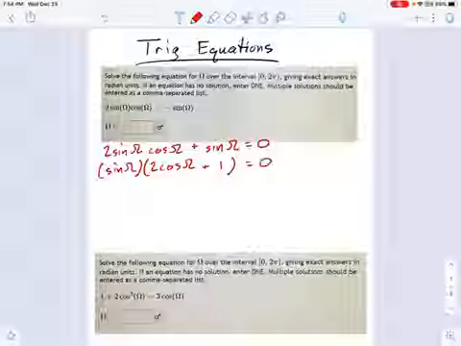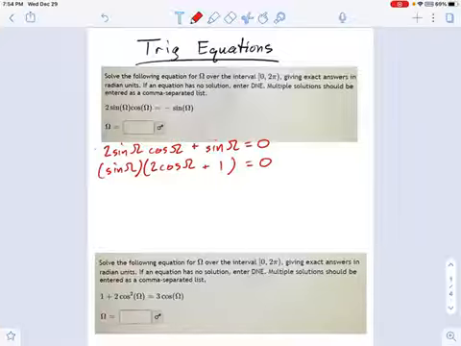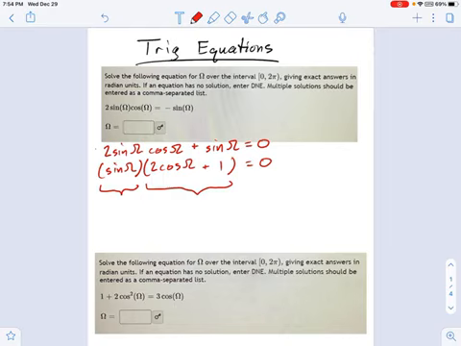So now I've got it in this classic form where it's just parentheses times parentheses equals 0, which means each of these parentheses separately must be set to 0. Okay, that one, sine of omega equals 0, and this one, 2 cosine omega plus 1 equals 0. So each of those gives us separate solutions.